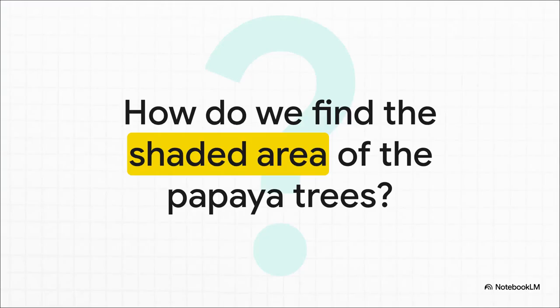So imagine this classic real-world problem straight from the curriculum. You've got a rectangular plot of land. Inside it, there's a triangular region used for planting banana trees and a trapezium-shaped region used for rambutan trees. The remaining shaded region? That's for planting papaya trees. So how do we find the area specifically for the papayas?